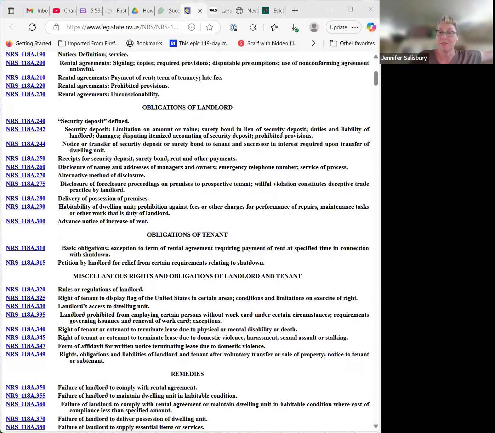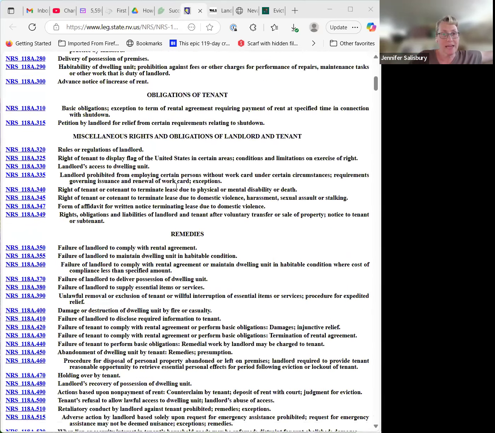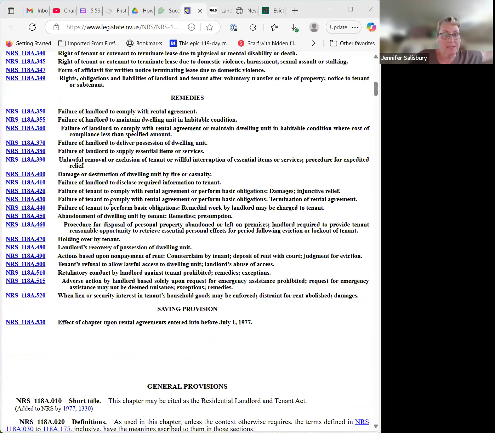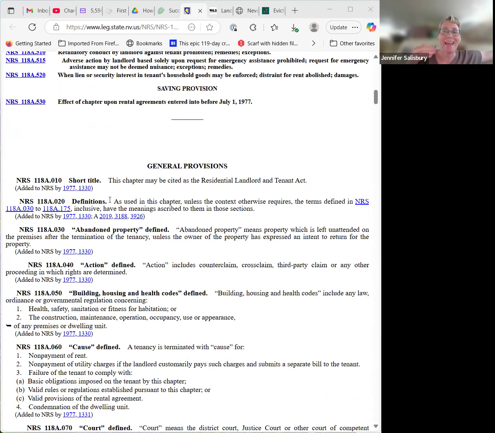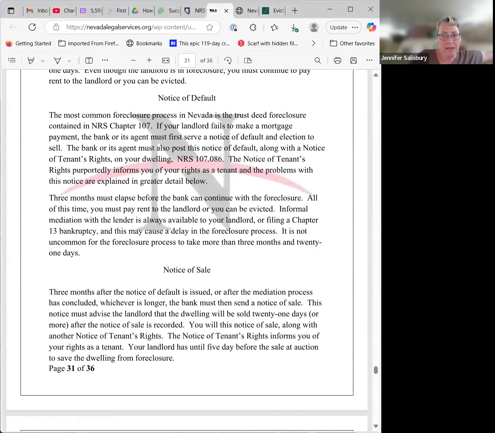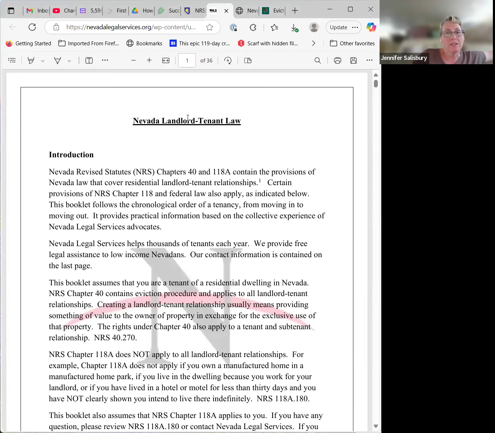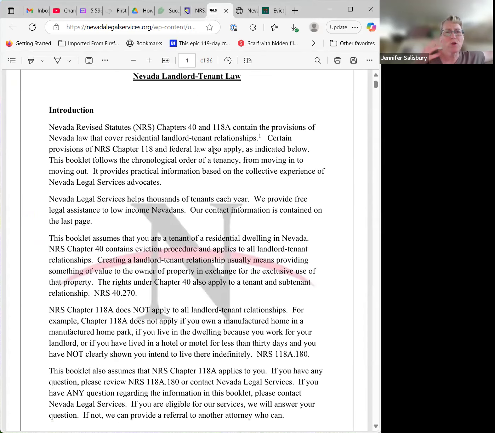So this is the legal part of it, guys. This is it. And so it'll explain all of these different things. And typically there is usually a more user-friendly version of this, which is the next thing we're going to look at, which is this one. Oops, I was looking at it earlier, so it's all scrolled down to the bottom. So this is the Nevada Landlord Tenant Law, and this is more like a workbook. Now, this is from legalaidservices.org. This is also a hyperlink in the description here.